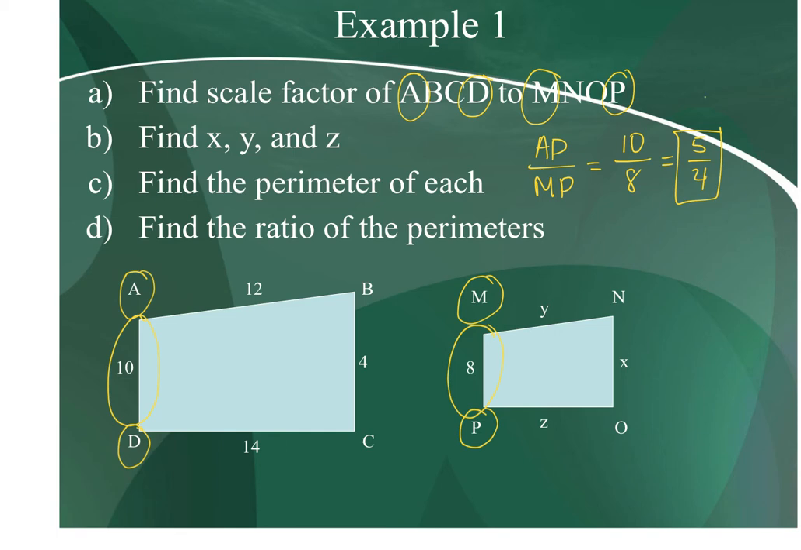What do we just find? Good. That's our scale factor. So you only need to find it for one? Correct. You just find it once. Now, we have to find X, Y, and Z. In order to find X, Y, and Z, we have to use that scale factor. That scale factor is going to be consistent throughout each of our sides. So how do we find X?